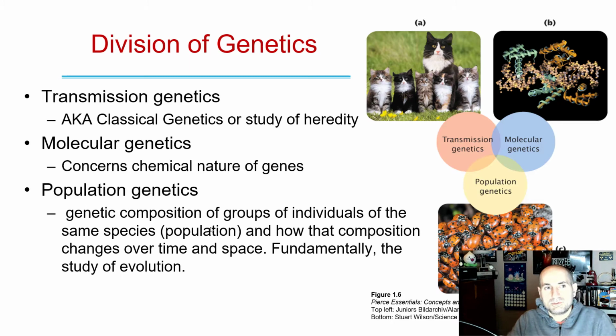So let's continue on with the divisions of genetics. These are major areas of study in genetics. Now, a lot of people, when they think of genetics, are thinking of transmission genetics, aka classical genetics. Essentially, this is the study of heredity, right? How do your genes pass on? How did you end up with brown eyes, or how did you end up with blue eyes? Why do you have curly hair when your mom has wavy hair, etc.?